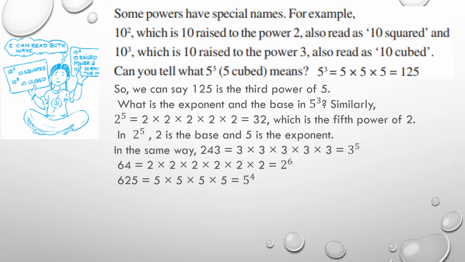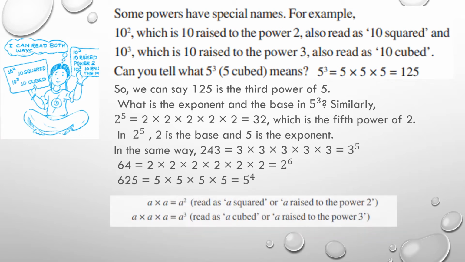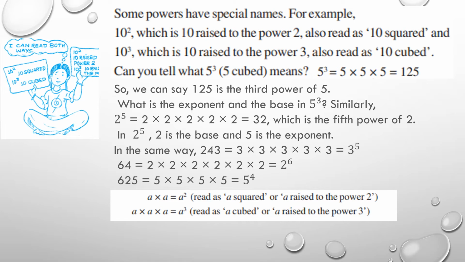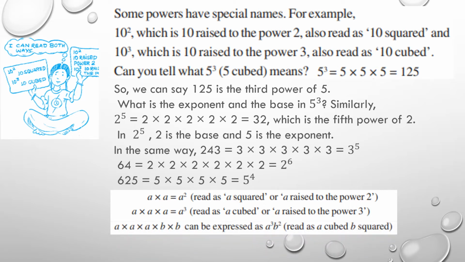For any number a, a into a is equal to a squared. Similarly, a into a into a is equal to a cubed. a into a into a into b into b can be expressed as a cubed b squared.